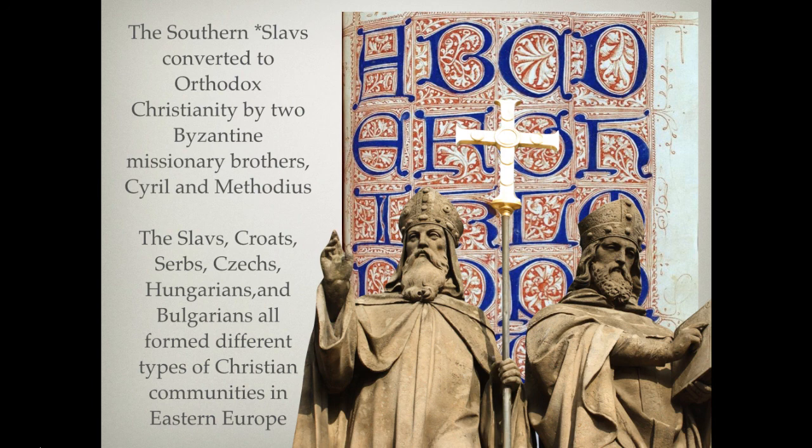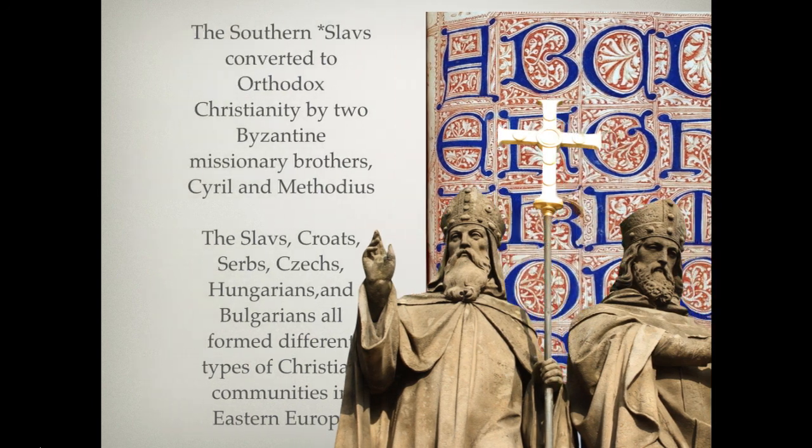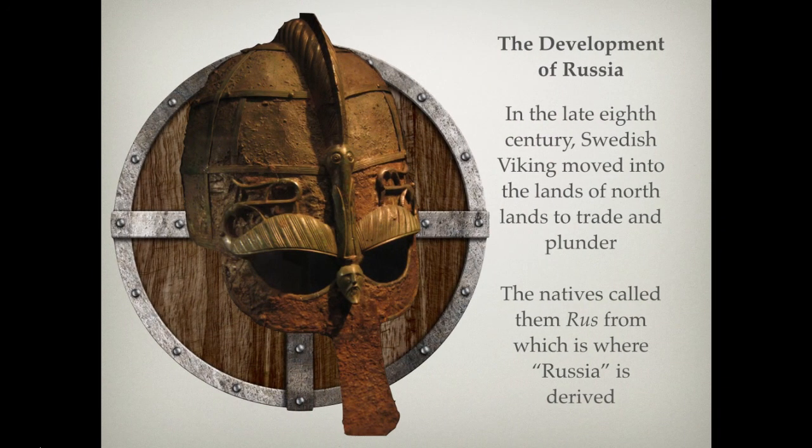Now, of course, what is in common, though, is that they are converting to Christianity. They're starting to have written languages. They're starting to have a blend between Western, as it's emerging, political structures, but again, keeping much of their own indigenous identities as well. Now, if we go further north, we also see Russia beginning to emerge. Really, in the late 8th century, we saw Swedish Vikings. They moved into the lands of the northern territories, and they had done so to trade and to plunder various churches and lands.